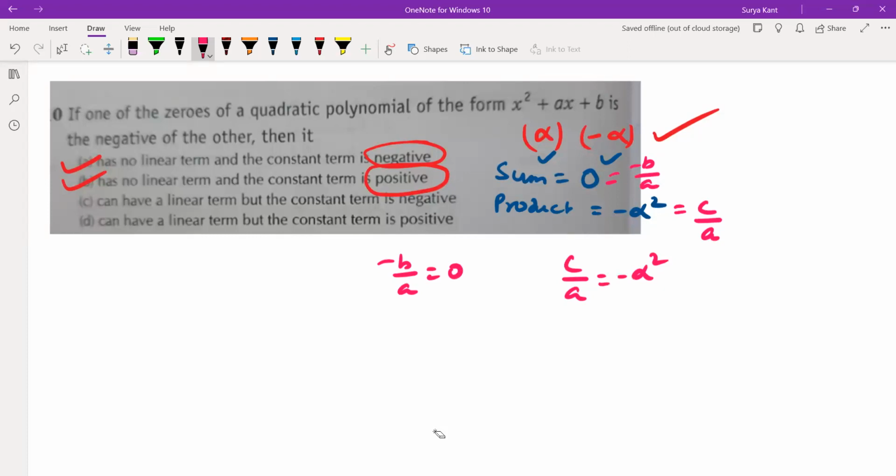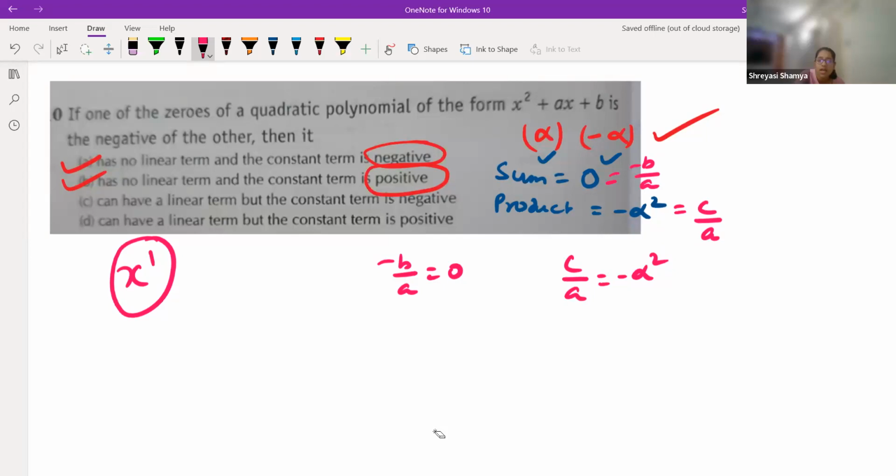Actually, they are saying no linear term. Linear term means what? Here, see, we know linear term is x to the power 1. But here how will the linear term come into the picture? That is my question. So the roots are linear or roots are something else like that. Mhm. So maybe they mean that there is no ax in the quadratic polynomial.